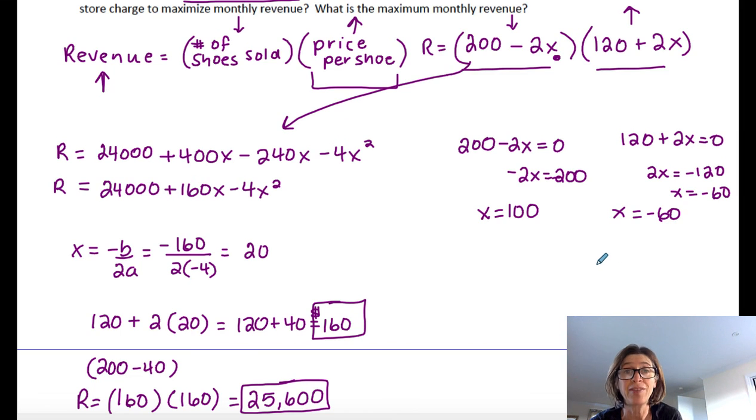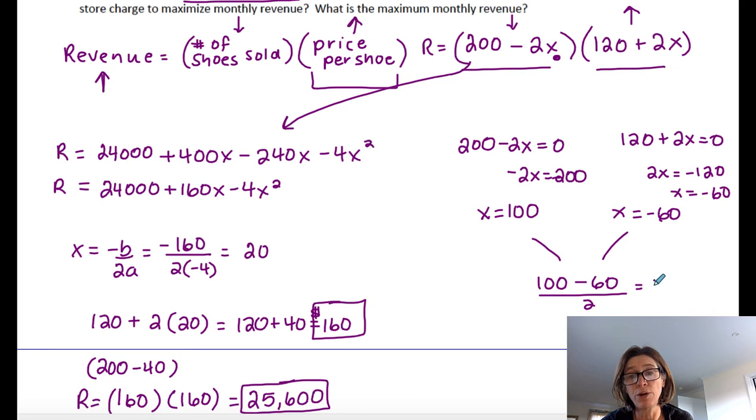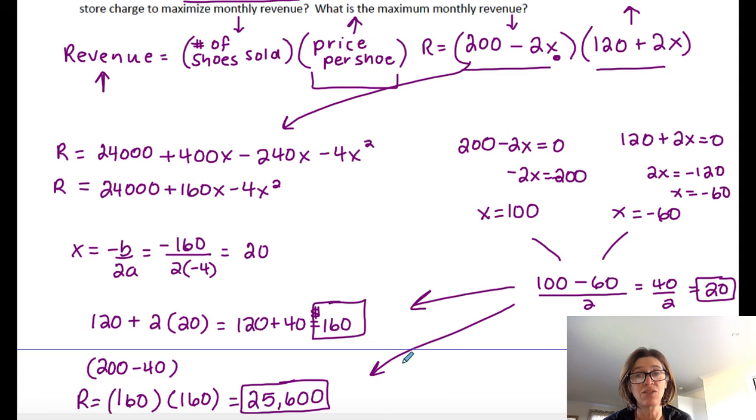And let's remember that the x-coordinate of the vertex is the average of the x-intercepts. So that would have given me 100 minus 60 all over 2, which would have been 40 over 2. So that would have given me 20 as well. So then I would have gone through these same steps to get these following. So either way, these are two possible ways that you could solve to find the maximum revenue and the maximum charge.